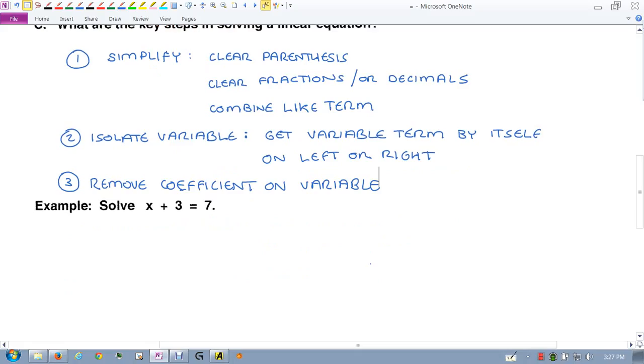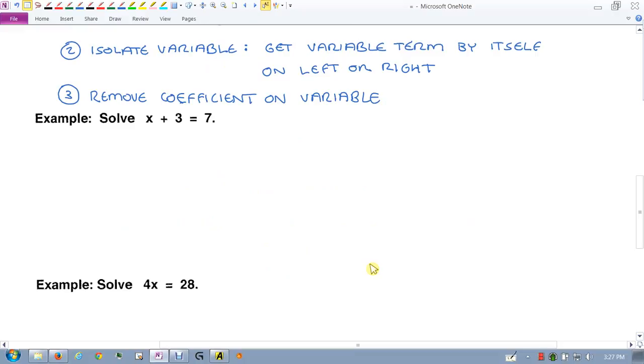So let's do this first one. Let's talk about the steps. Step 1, simplifying. Is there anything I need to do to simplify this? No, there's no parentheses, there's no fractions, there's no decimals, there's no like terms, right? X plus 3 on the left, I can't do anything to that. 7 on the right, can't do anything. So I have already got it simplified.